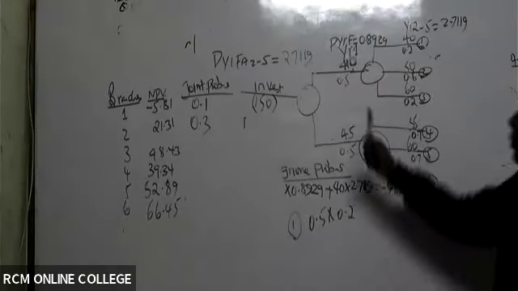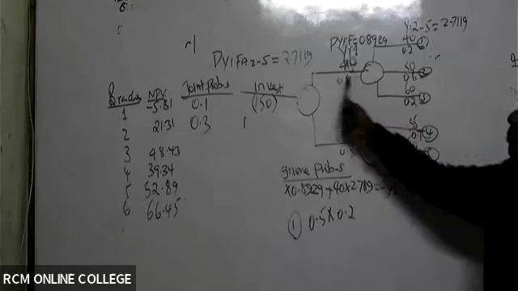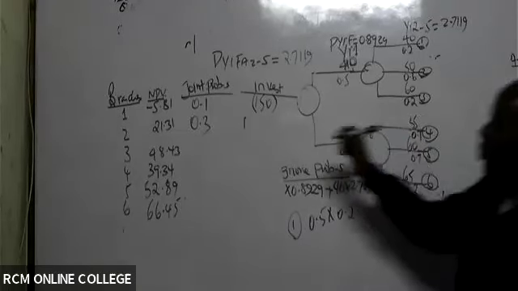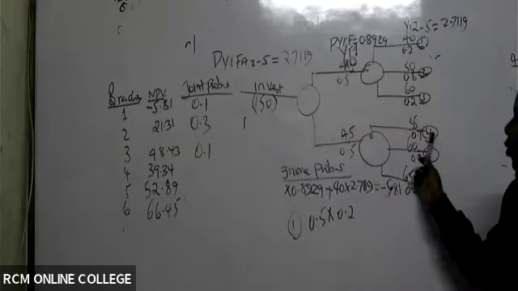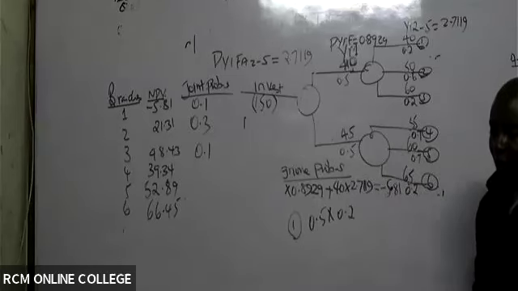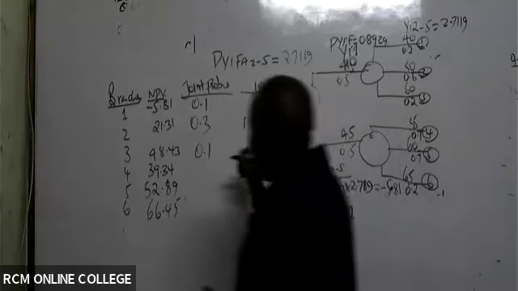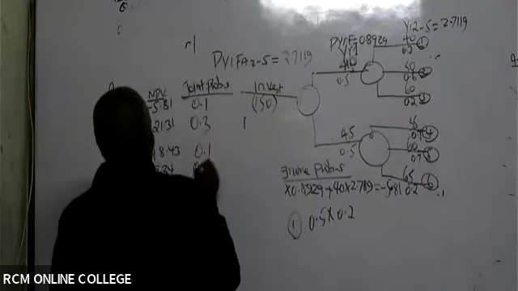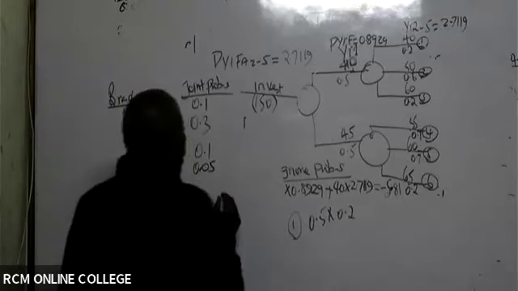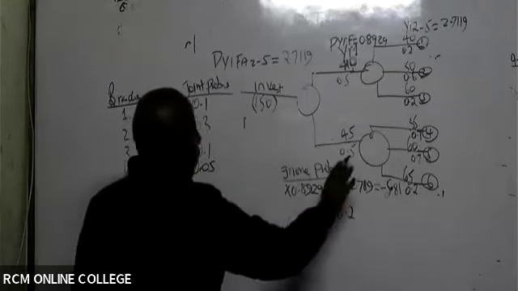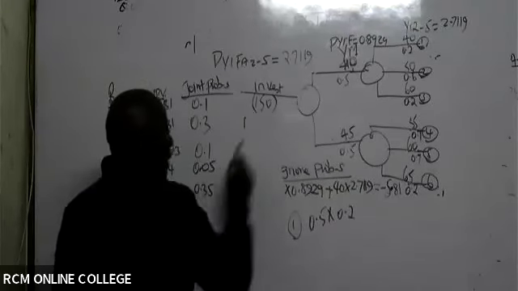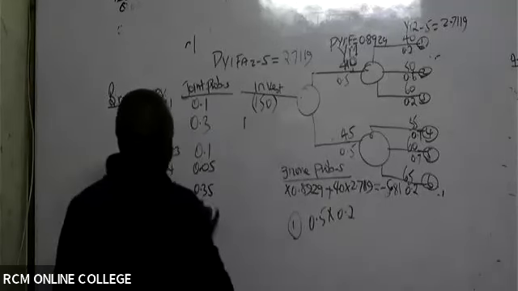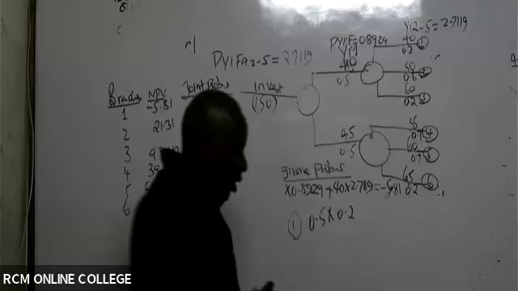How about branch 3? Are you able to see branch 3 probabilities? 0.5 and 0.2, giving me 0.1. And then we have branch 4, with 0.05. Then branch 5: 0.5 and 0.7, that will give me 0.35. And then branch 6, lastly, is 0.1.